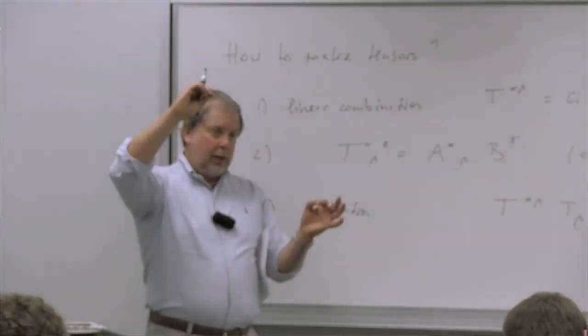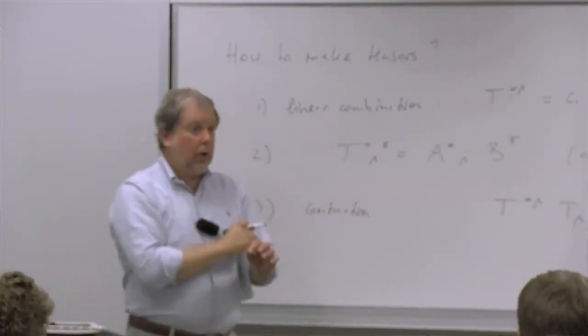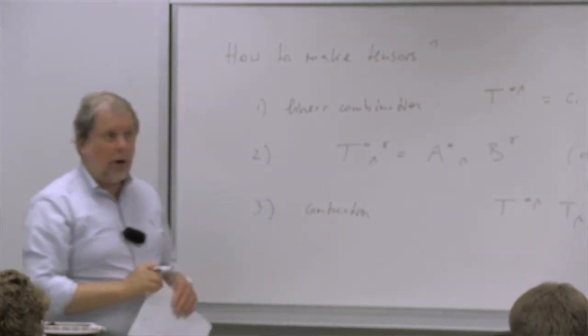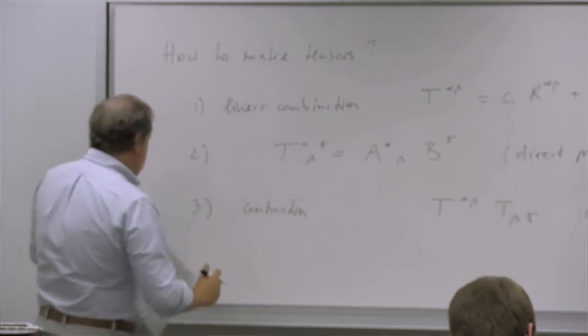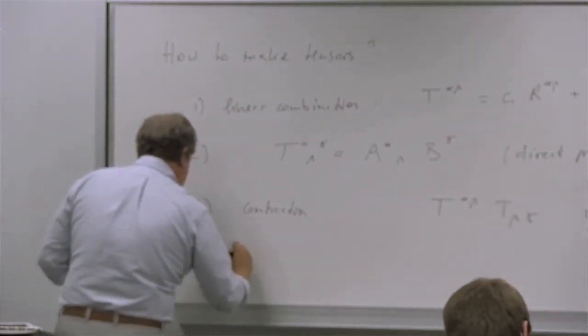Contraction means you take two indices, you make them equal, and you sum them over. And those indices then are kind of gone. I mean, they're no longer free indices. And so the fourth thing we can do is differentiation.